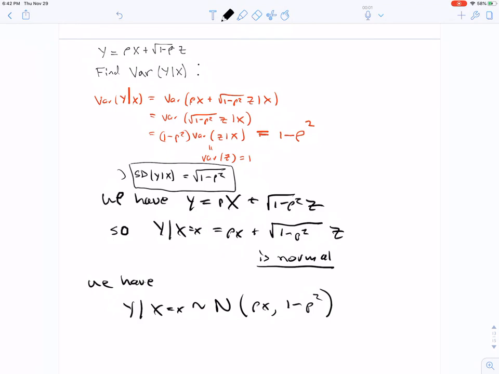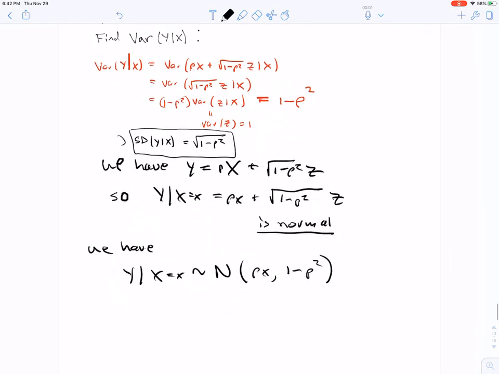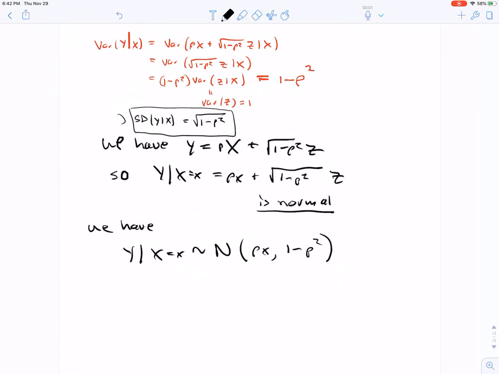And so Y given X is rho X plus square root of 1 minus rho squared Z, which is normal with mean rho X and variance 1 minus rho squared. That is an important property we'll use next time.